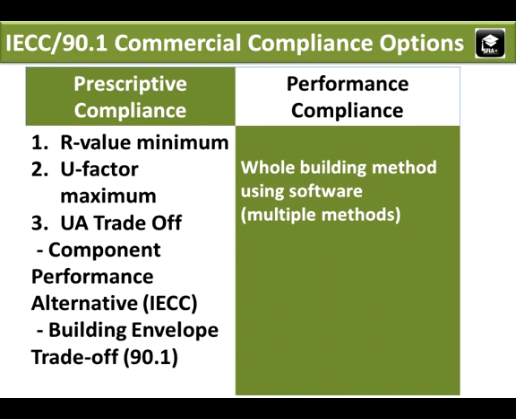The prescriptive path has 3 different options: the R-value approach, the U-factor approach, and the UA alternative or UA trade-off approach. The UA trade-off approach is called by different names in the IECC and 90.1 documents, as shown in the slide. The R-value prescriptive approach has always been the way to go in the past, but it may no longer be the optimal path due to continuous insulation requirements. There are multiple performance paths in the ASHRAE and IECC documents.